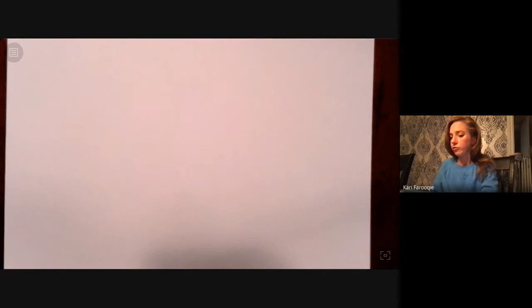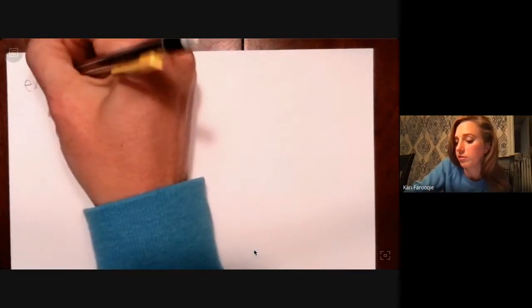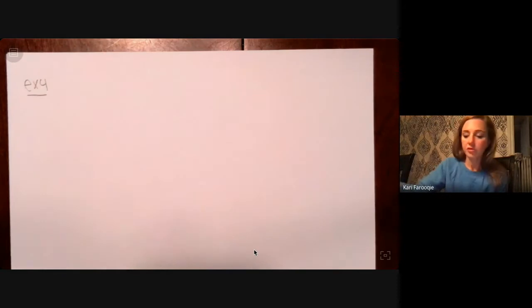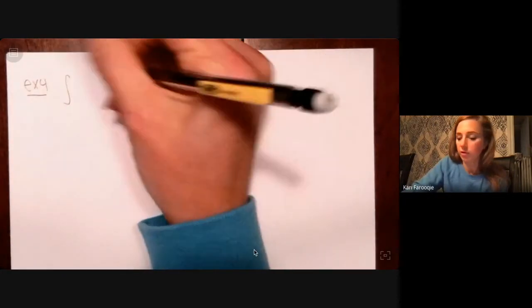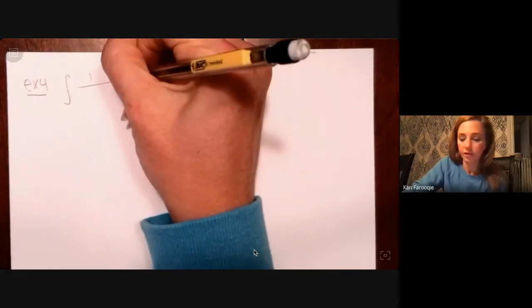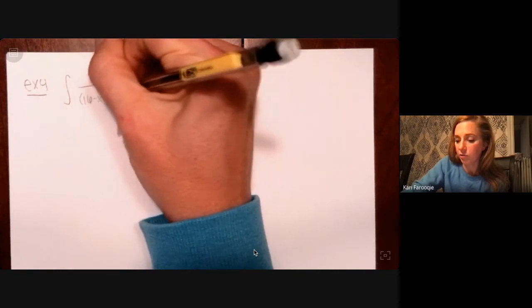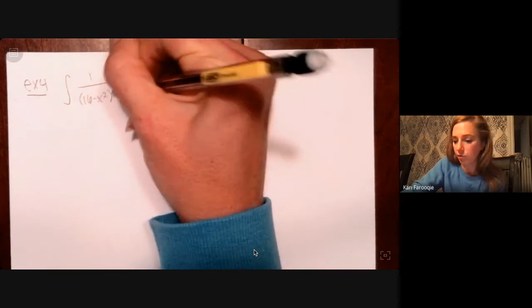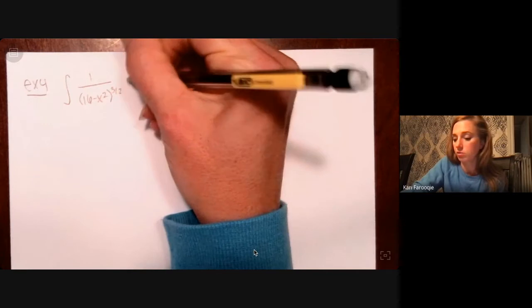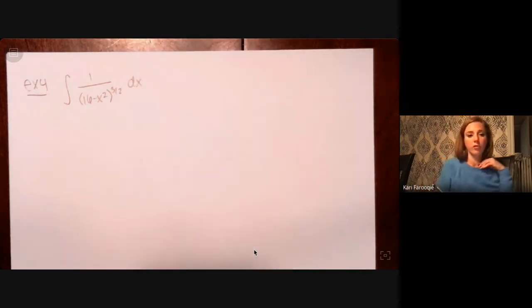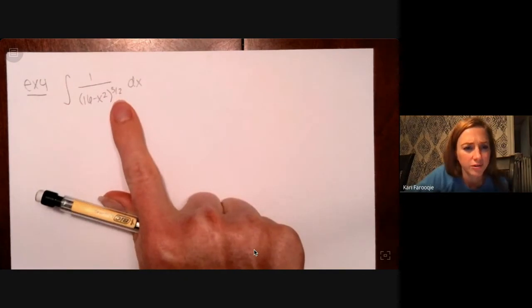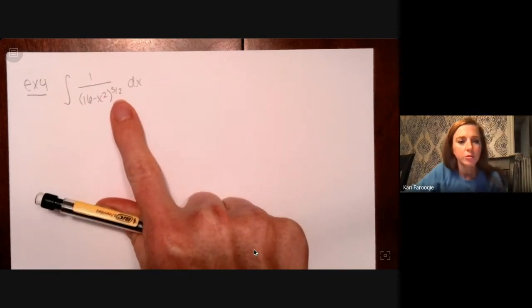Okay, so example 4. This one is not going to look like a traditional trig sub problem, but it is, and you're going to see very quickly that it is. So this is going to be the integral of 1 over 16 minus x squared, hopefully we're already thinking about what form we're going to be using, to the 3/2 power dx. Sorry, that 3 looks almost 5-ish, but it's definitely a 3.